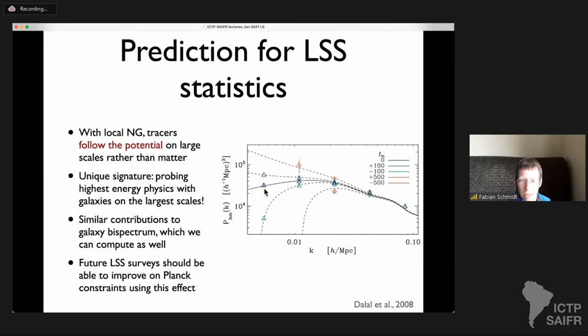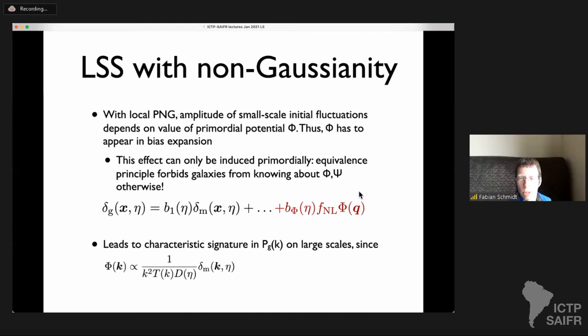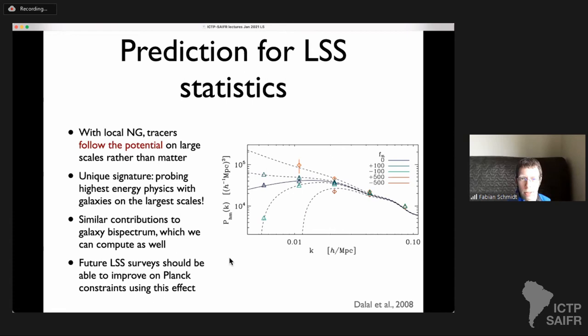But the dependence on potential is completely unique. It has to be imprinted in the initial conditions, primordially, because no local gravitational or non-gravitational physics could introduce that term in the bias expansion. So it's really a smoking gun signature of primordial physics.